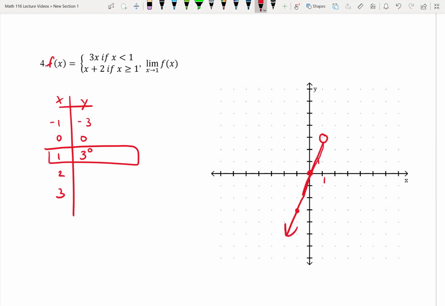And then I would plug 1 into the bottom piece. 1 plus 2 is 3, so that'll fill in the hole. And then plug 2 into x plus 2, that's 4. 3 into x plus 2 is 5. And we're looking at what's happening around x equals 1. So as we come into x equals 1 on the left, and on the right, the y value is approaching the same number. So we would say the limit as x approaches 1 of f of x is equal to 3.